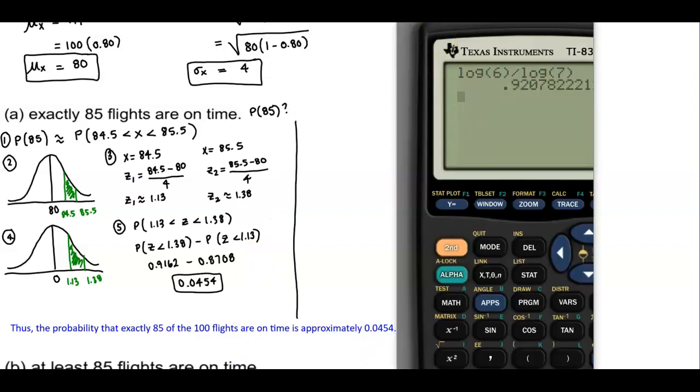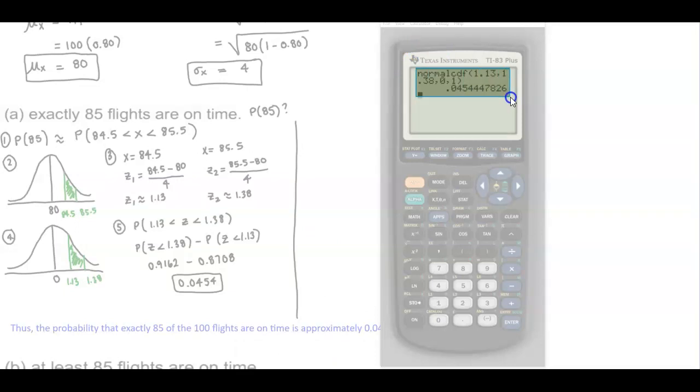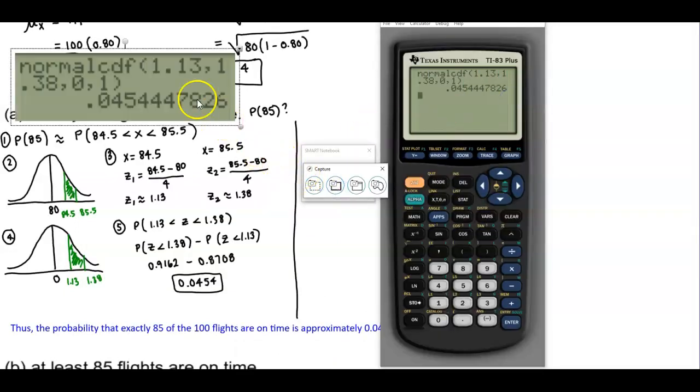If I wanted to use the calculator, we go to the calculator here and select second, distribution, normal CDF. We're looking for the area in between, so the lower bound is 1.13 and the upper bound is 1.38. Our mean is 0 and our standard deviation is 1. And so there we get 0.0454, which gives the same area.